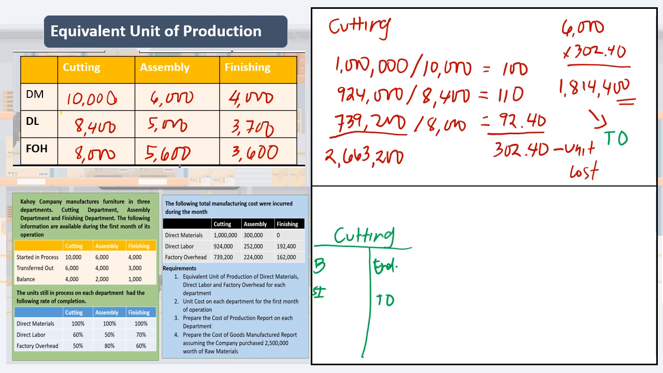So, let's first put the beginning. We know that our beginning is none yet, so 0. Then, our started in process, which is equivalent to our manufacturing cost, let's put 2,663,200.